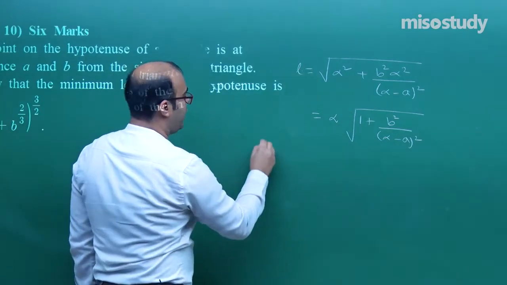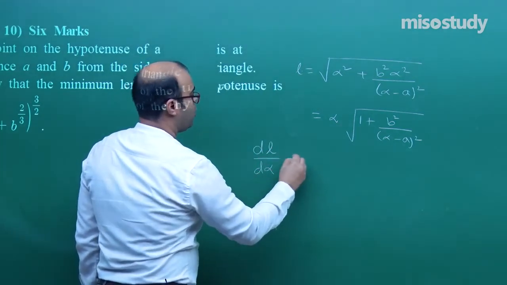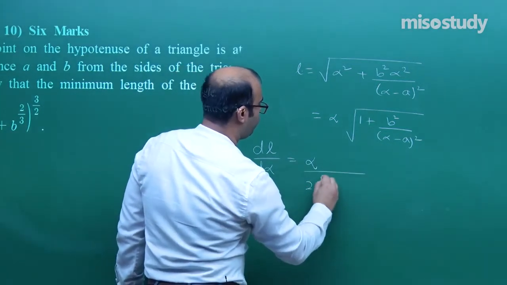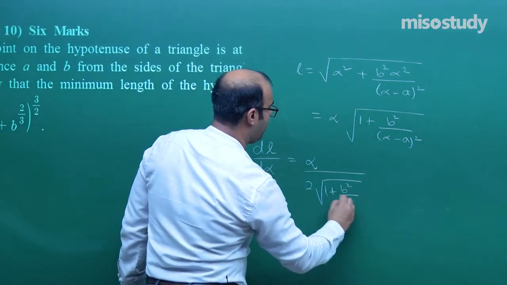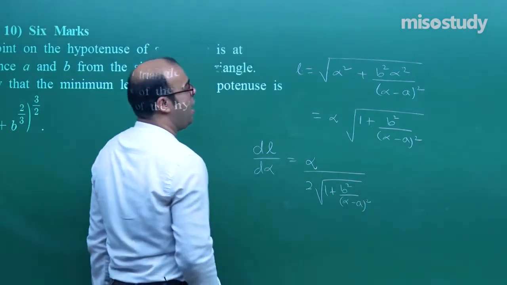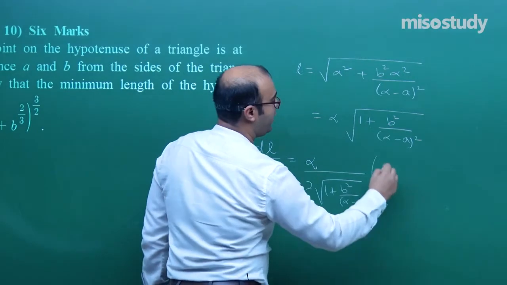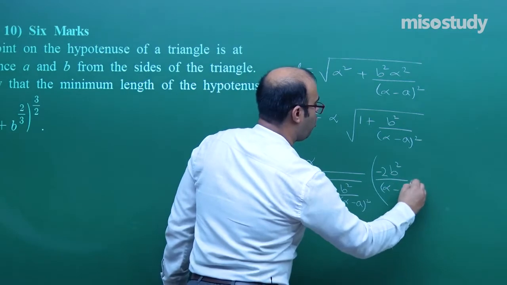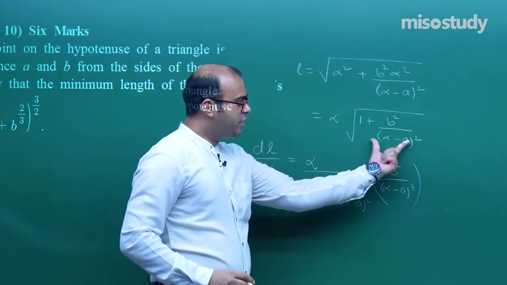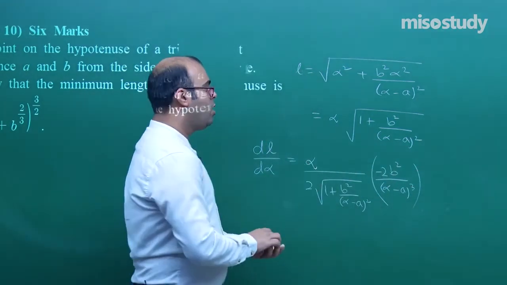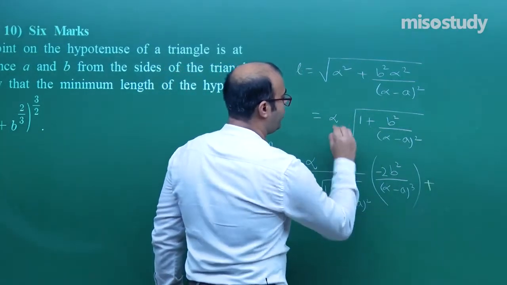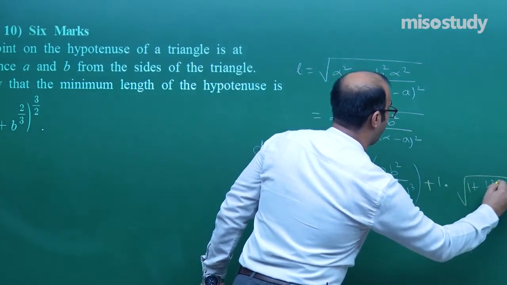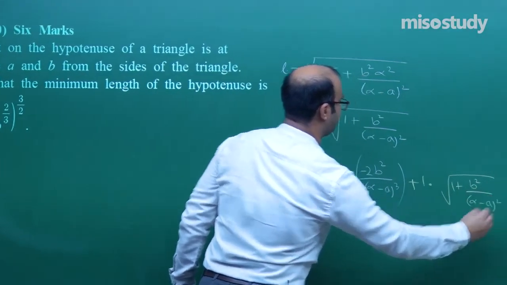So, we will differentiate this L with the variable alpha. When we differentiate it, we will get alpha, and differentiation of this is 2 times root over 1 plus b square by (alpha minus a) whole square, and further differentiating this, we will get by chain rule b square into minus 2 upon (alpha minus a) whole cube. So, we have differentiated this keeping this as constant. By product rule, next time we will differentiate alpha, which is 1, and keep this as a constant. So, we are using the simple rules of differentiation.